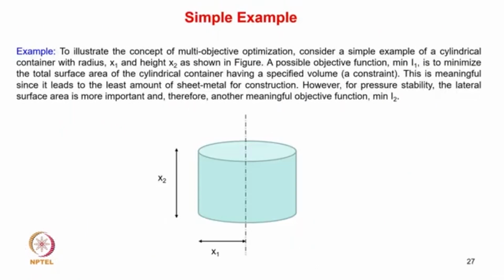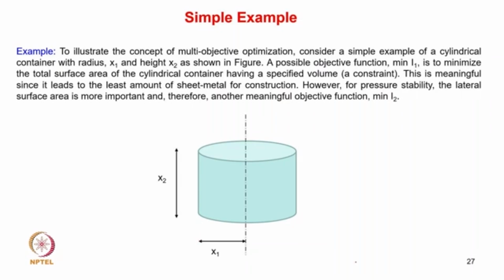Let's look at another simple example. In this particular example, we wanted to minimize the total surface area, and also we wanted to minimize the lateral surface area. Why? Because the total surface area is required because the sheet metal required for making the cylindrical container is proportional to the surface area. However, the lateral surface area is more critical because of the pressure stability compared to the bottom surface area and the top surface area. Therefore, the lateral surface area is also minimized simultaneously.